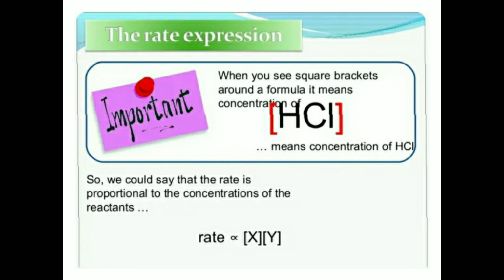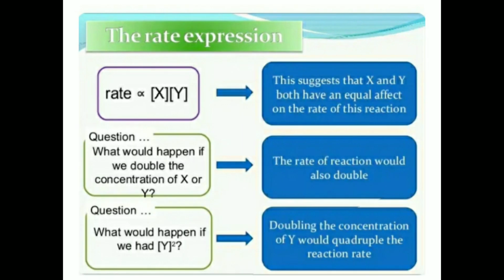When you see square brackets around a formula, it means concentration of that substance. HCl in brackets means concentration of HCl. So we could say that the rate is proportional to the concentration of the reactants. Rate is directly proportional to the concentrations of x and y, rate is directly proportional to [x][y]. This suggests that x and y both have an equal effect on the rate of this reaction.